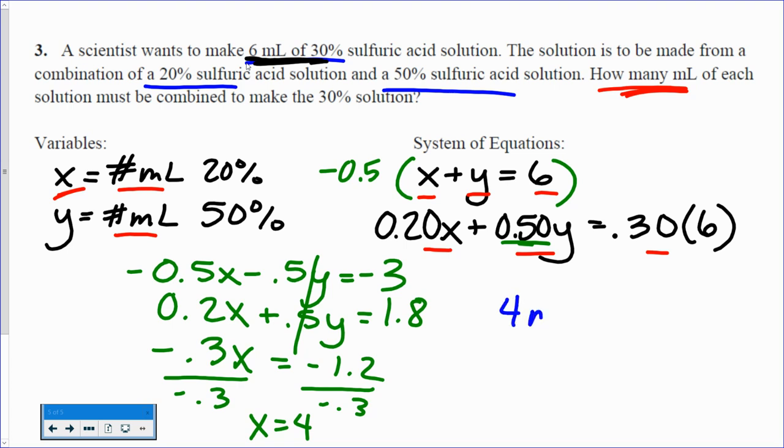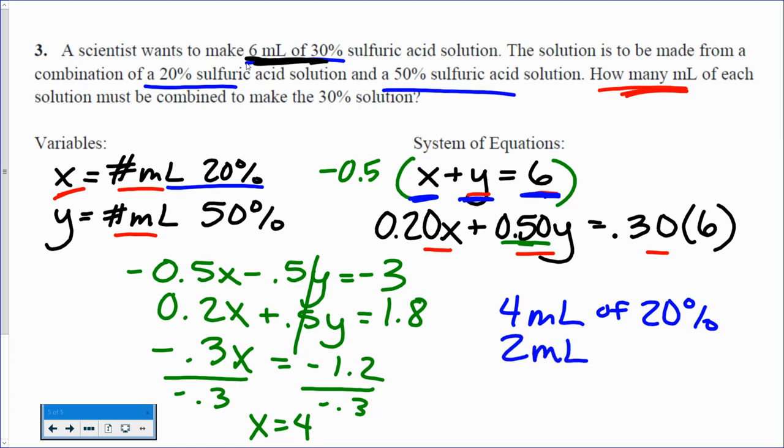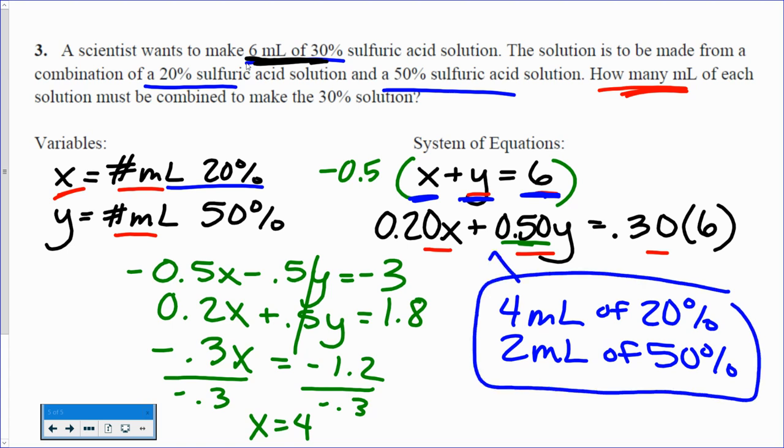So that means 4 milliliters. X was the 20%, so 4 milliliters of the 20% solution. And if they had to add up to 6, and X is 4, Y must be 2. You can always go back and plug those back into the second equation as well and make sure that that makes sense to be confident in your final answer.